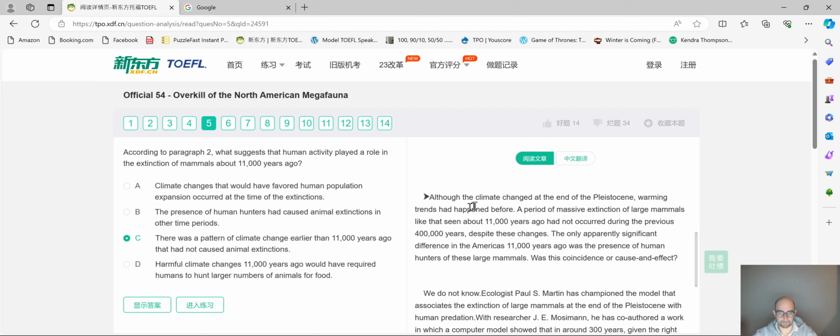So, now what are the differences between inference questions and rhetorical purpose or rhetorical function questions? Okay, so it's mostly related to the wording. That'll help you the most.